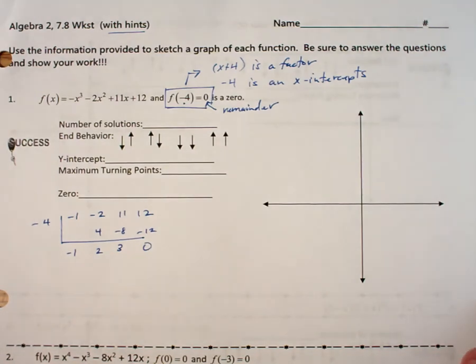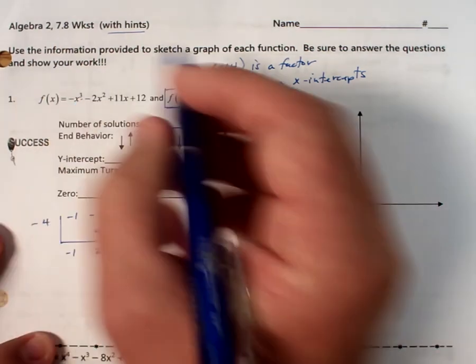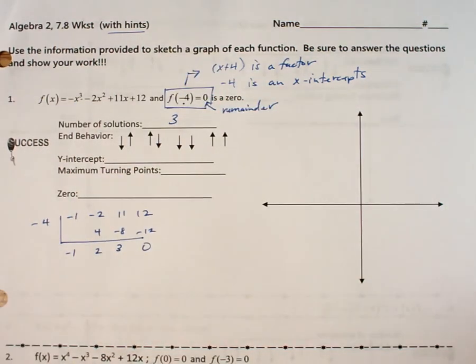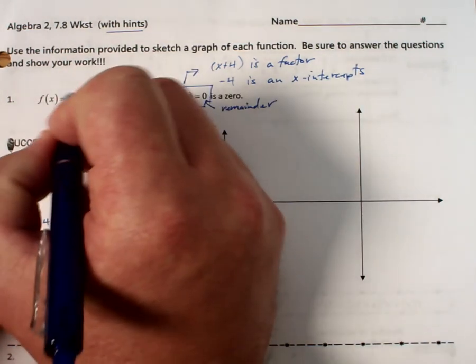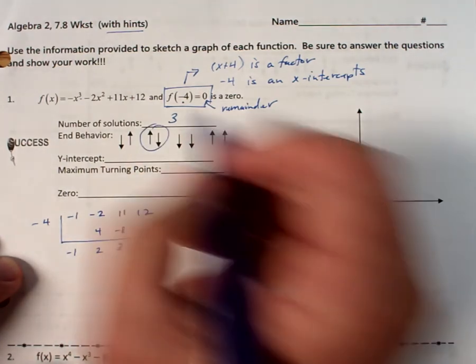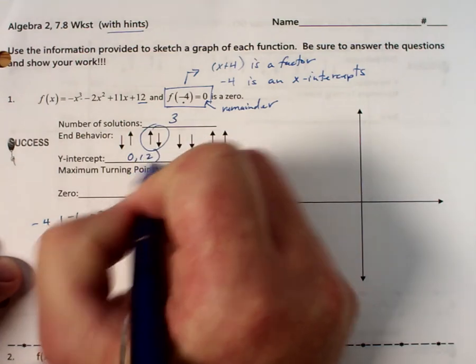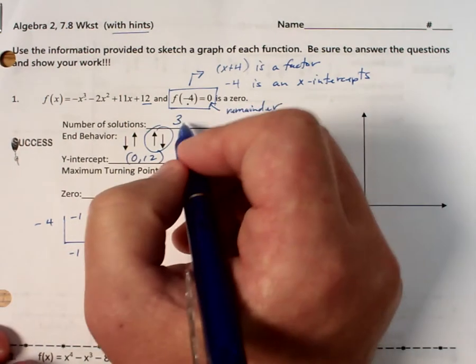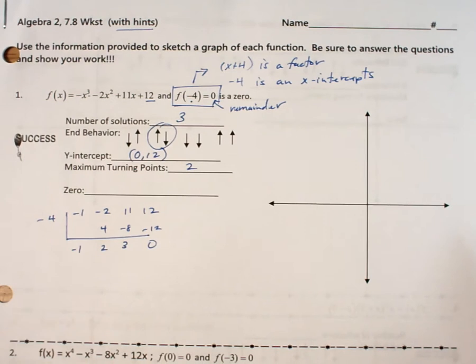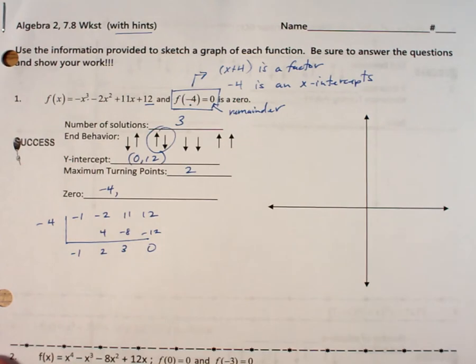So that's what these problems are going to look like all the way through. We know the number of solutions is going to match the degree, so there are 3 solutions. Since it's an odd degree and the leading coefficient is negative, it's going to have up and down end behavior. The y-intercept is the value of y when I evaluate 0, so that would be 0, 12. The turning points is obviously going to be 3 minus 2, or 1. And then the zeros, you already know -4.